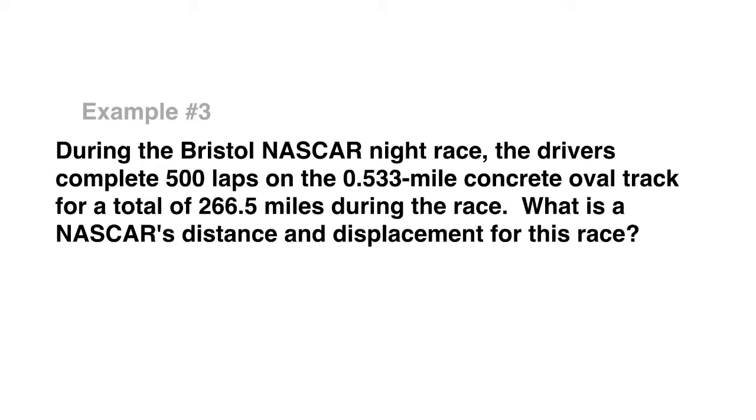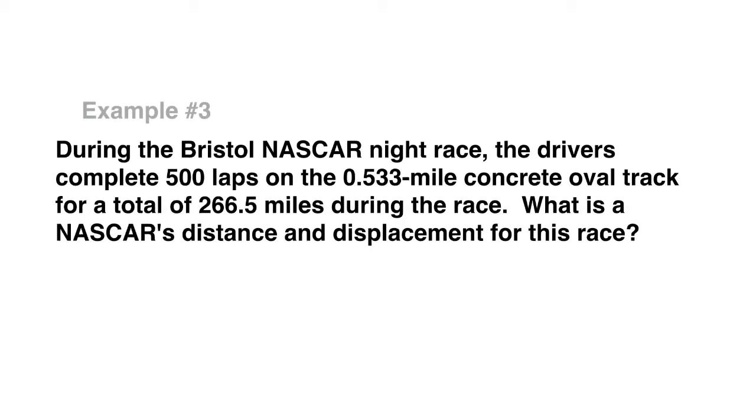Give this final example a try. During the Bristol NASCAR night race, the drivers complete 500 laps on a 0.533 mile concrete oval track for a total distance of 266.5 miles. You're asked to find the car's distance and displacement during this race.